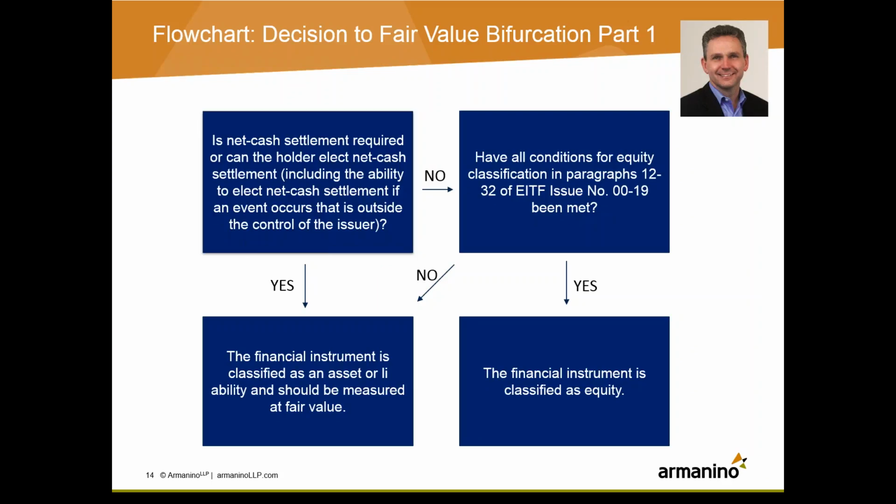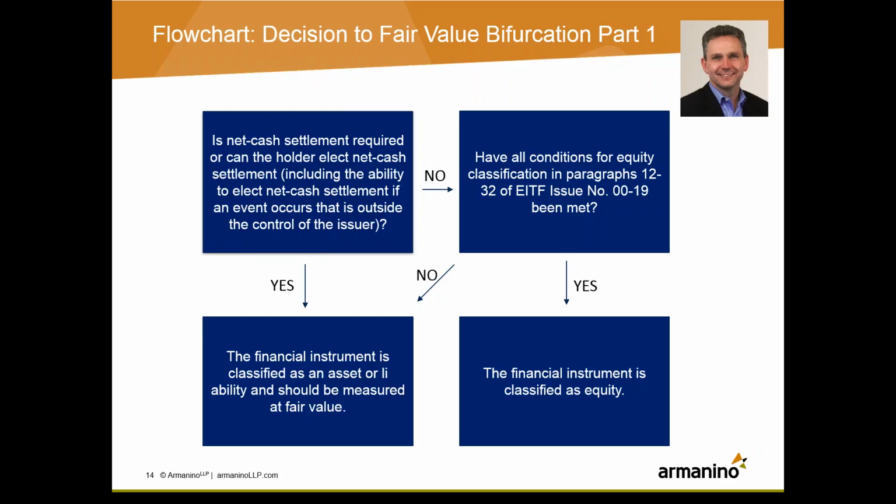So how do you figure out how to account for this? And this is where it gets a little bit more complicated. So not all embedded derivatives need to be bifurcated, so they don't need to be called out and valued separately as an asset or liability and marked to market each reporting date. So here's a general flow chart depending on net cash settlement.